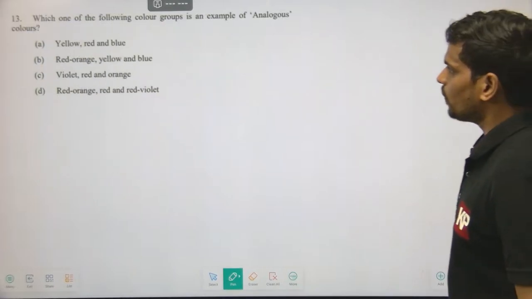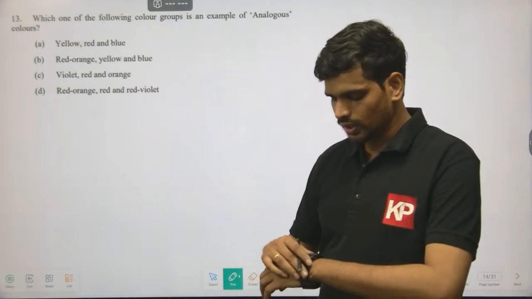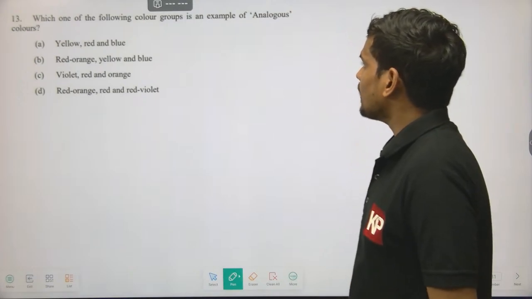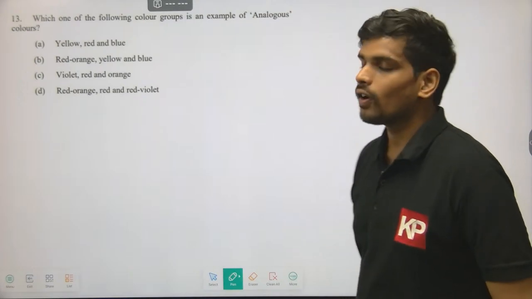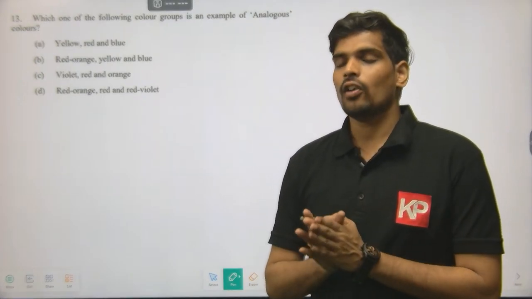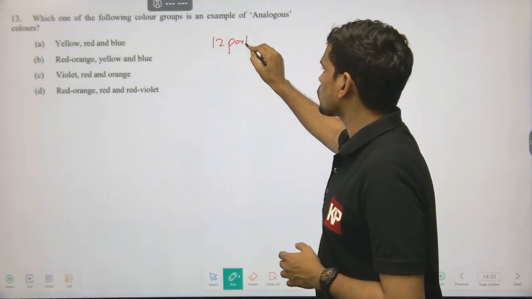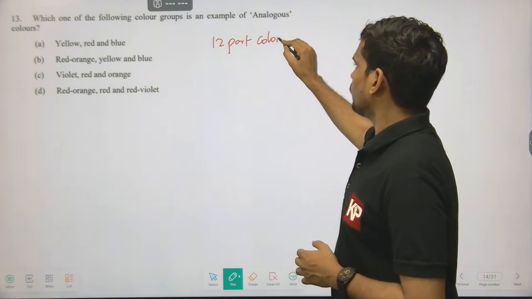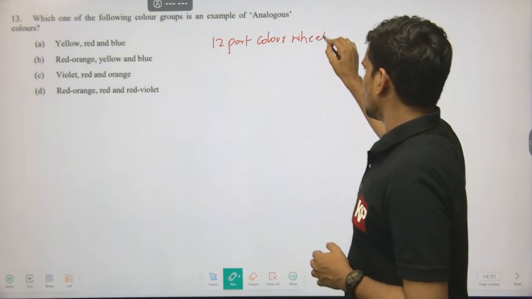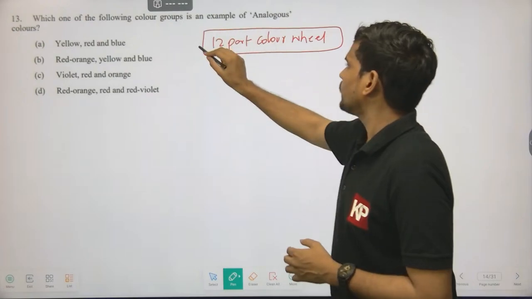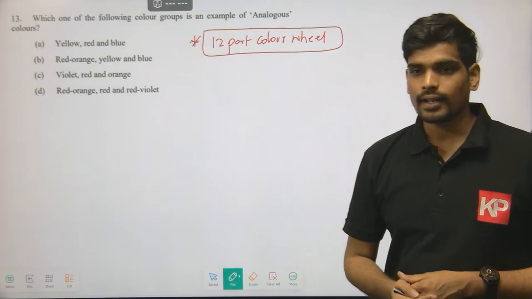That's the answer. Moving on to the next one, 13th question. Which of the following color groups is an example of analogous colors? Now remember, analogous colors, so there's something called a 12-part color wheel. You all should be very well versed and confident in the context of the 12-part color wheel.